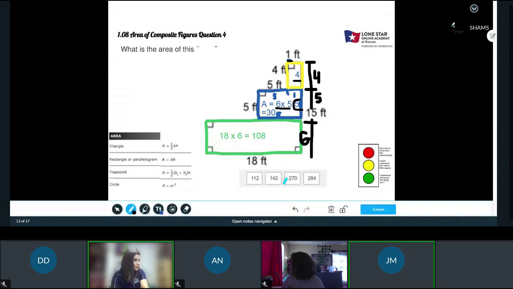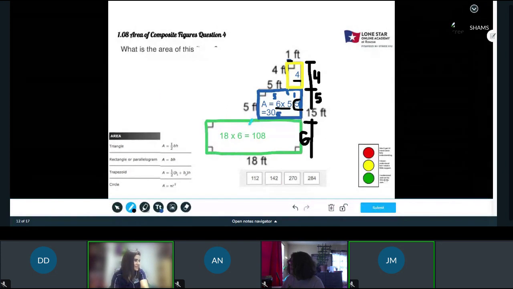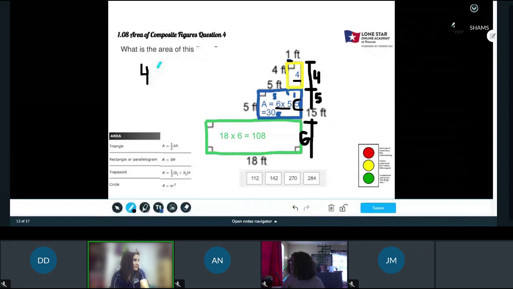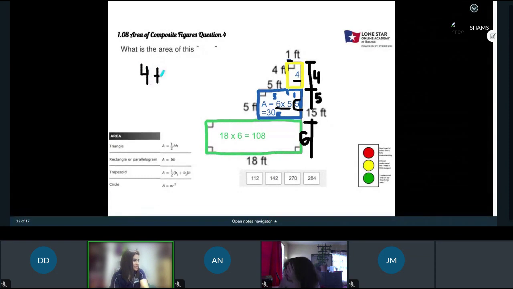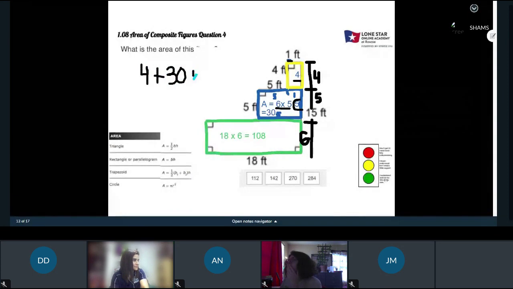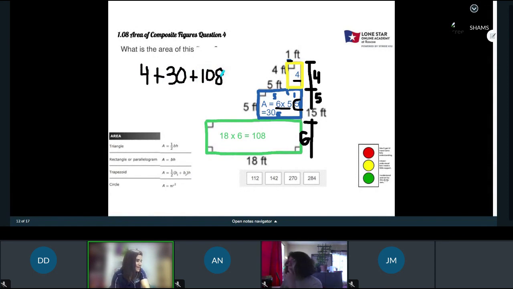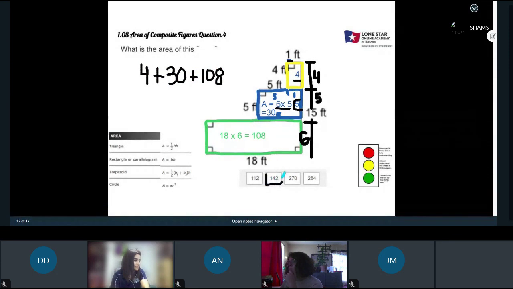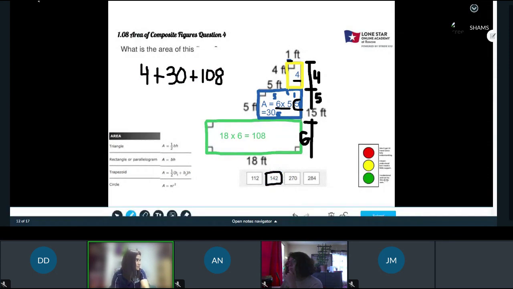In order to find the total, I will add the areas up. I will add the yellow box area 4. I will add the blue box area, that is 30. I will add the green box area 108. And it seems although we all split the rectangles in a variety of ways, we all end up getting an answer of 142. It is a working answer.